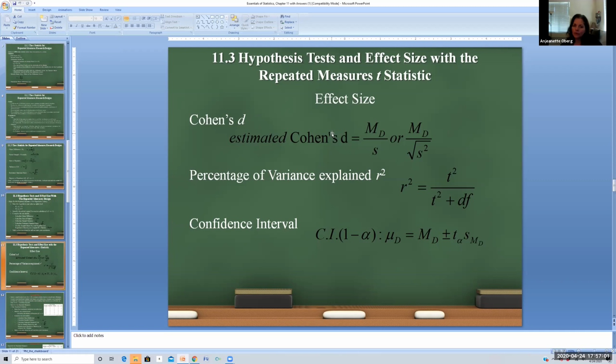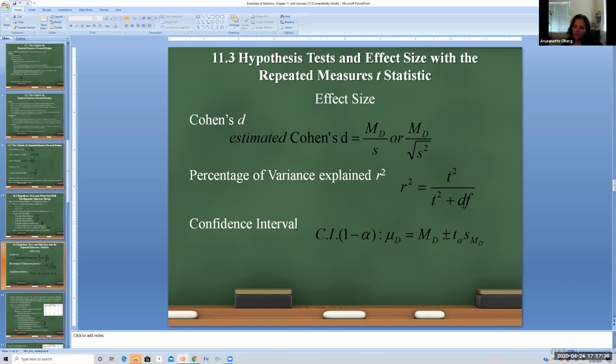So it's simple, go through the same steps, and then I have to choose my effect size, same thing. I can use a Cohen's d, an estimated Cohen's d based on sample size. I can use a percentage of variance accounted for, or an R-squared, or I can use confidence intervals. So my Cohen's d formula changes because I'm basing it on difference scores, not just means for one sample. And then my R-squared formula, as I mentioned, never changes. It's just taking our t-value and plugging that in.